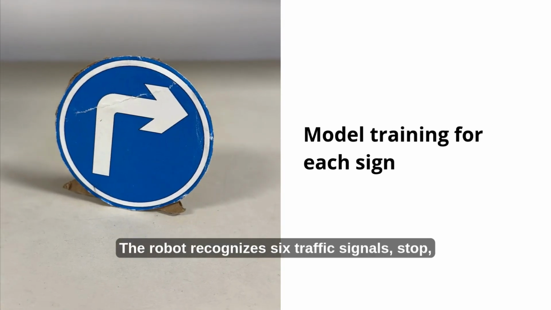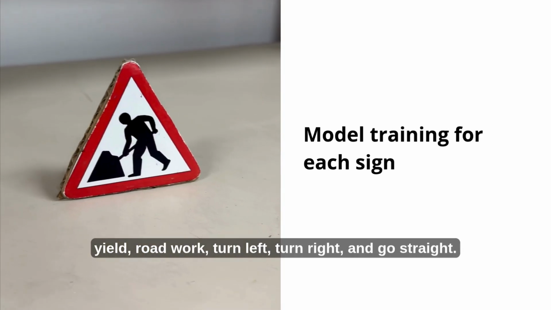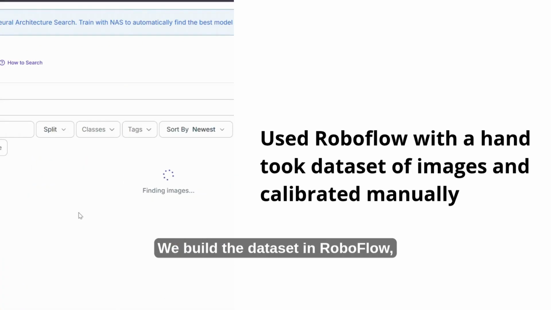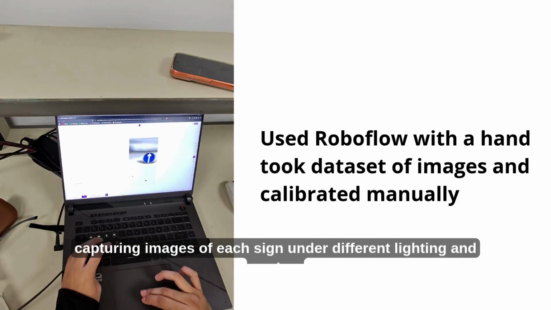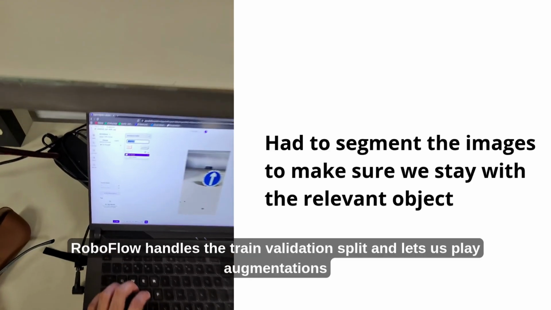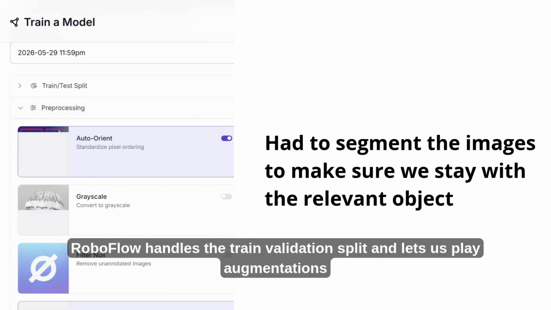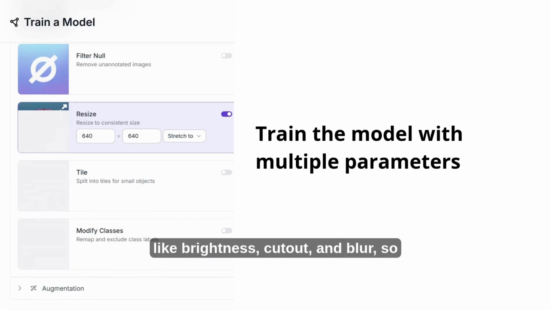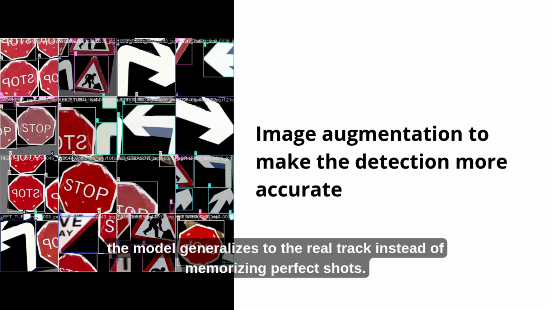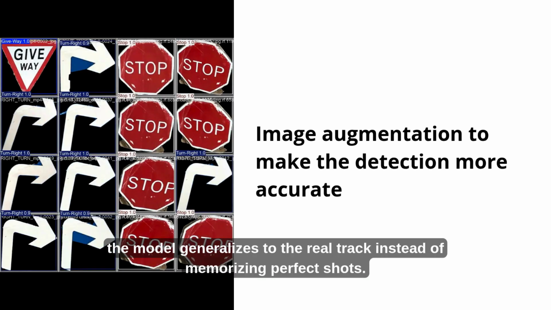The robot recognizes 6 traffic signals: stop, yield, roadwork, turn left, turn right, and go straight. We build the dataset in Roboflow, capturing images of each sign under different lighting and angles, then labeling them with bounding boxes. Roboflow handled the train validation split and let us apply augmentation like brightness, cutout, and blur, so the model generalized to the real track instead of memorizing perfect shots.